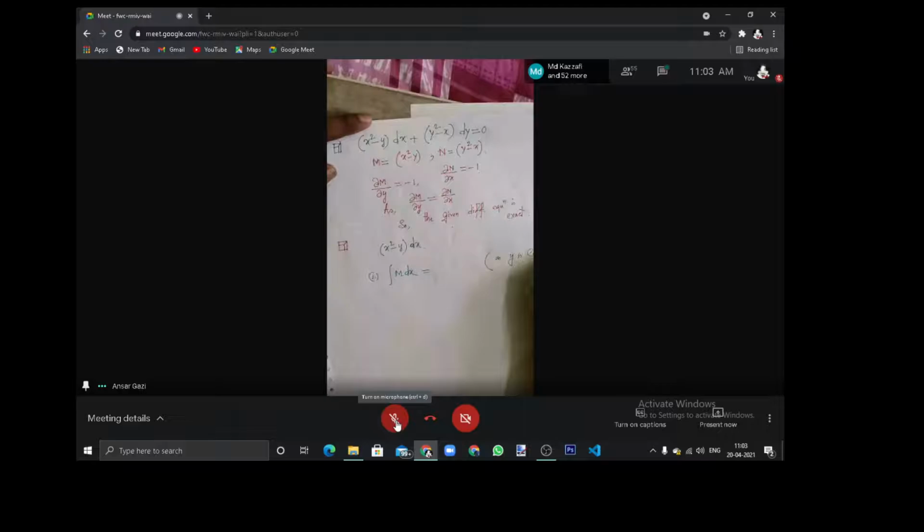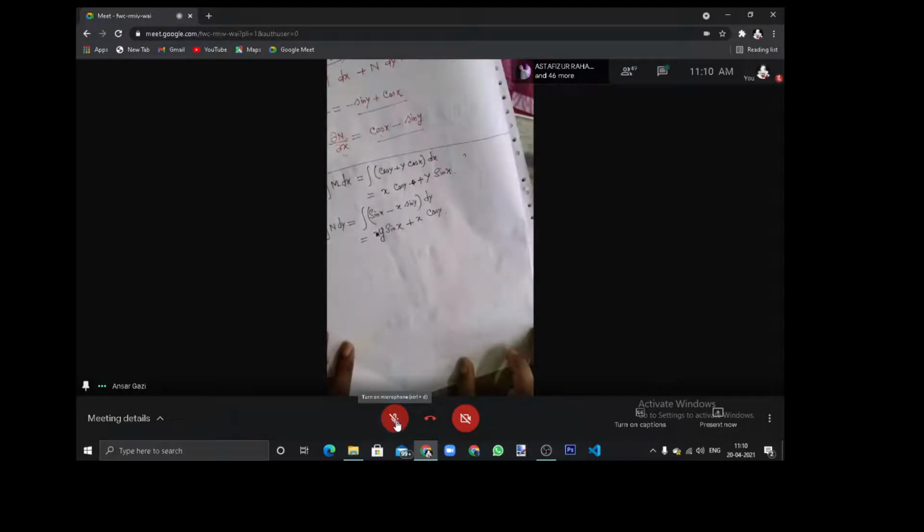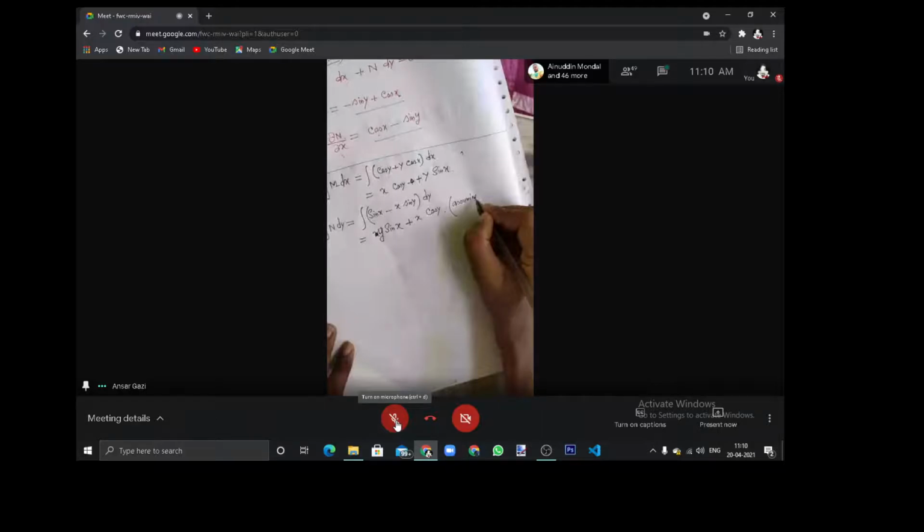x into sin x minus the integration of sin y, which is minus cos y, so plus x cos y. So y into sin x. Okay, very good. Here we assumed x is constant, and in the above we assumed y is constant.